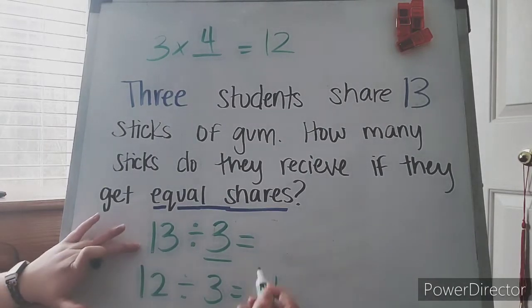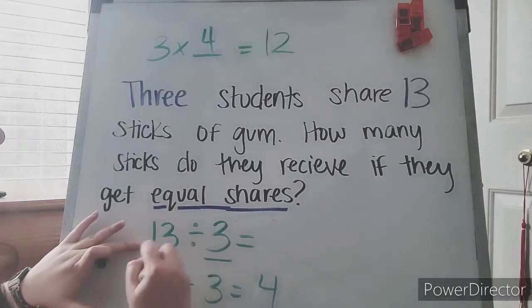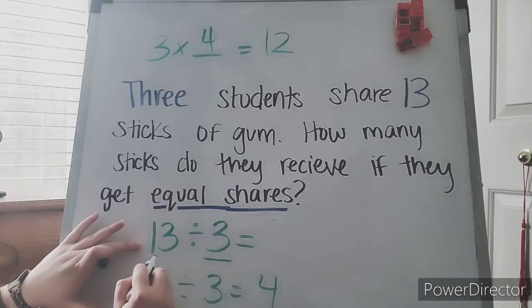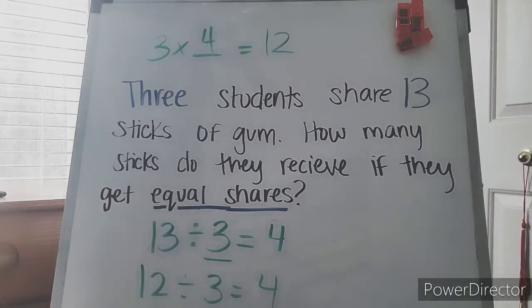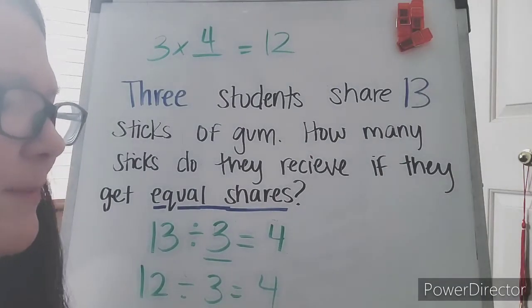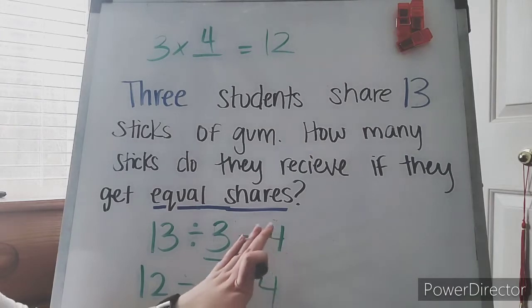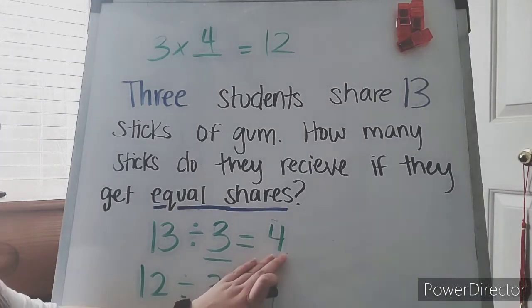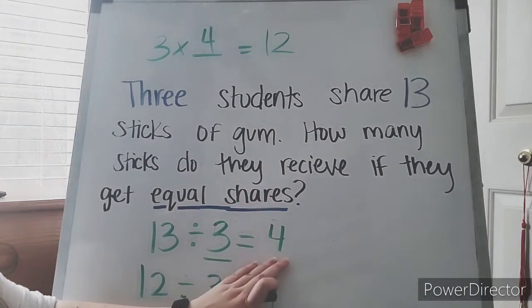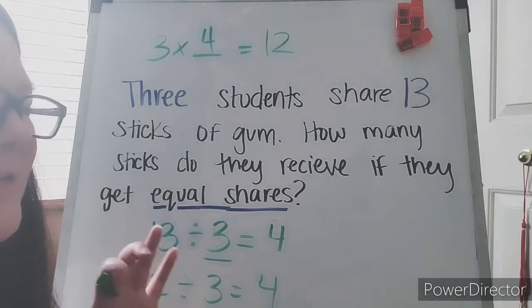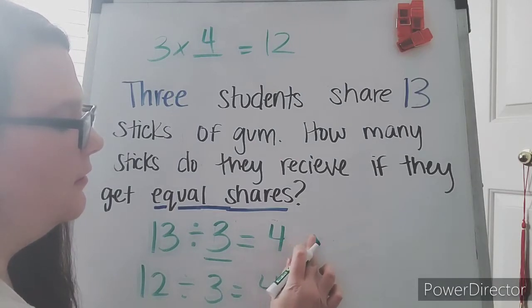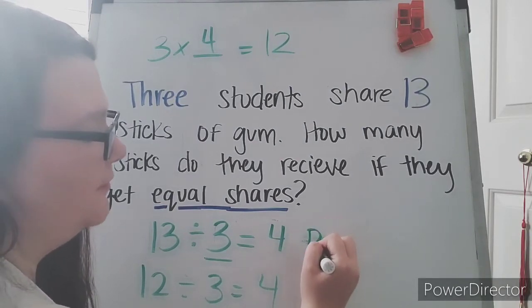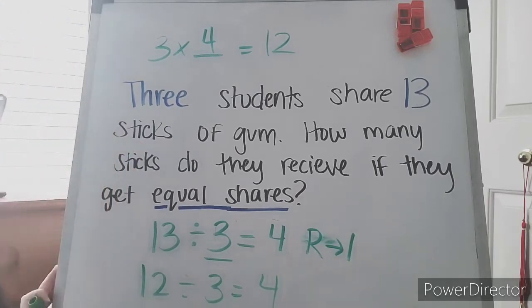Okay, so then I know that my number model up here, for the number story, 13 divided by 3, is going to equal 4, but it's going to have how many remaining, right? What's our remainder in the situation? Our remainder is how many there's going to be left. So each student is going to get 4 sticks of gum, but there's going to be some left. There's going to be how many left? Well, there's going to be a remainder, 1 left.